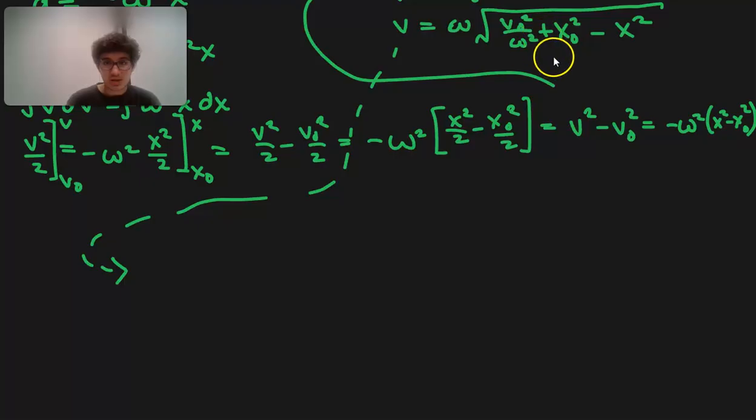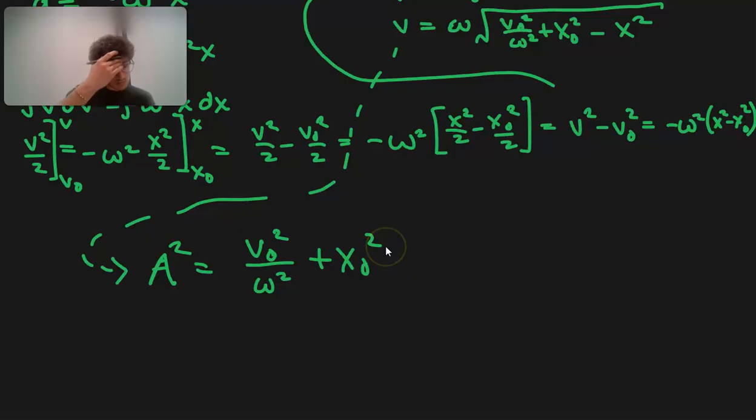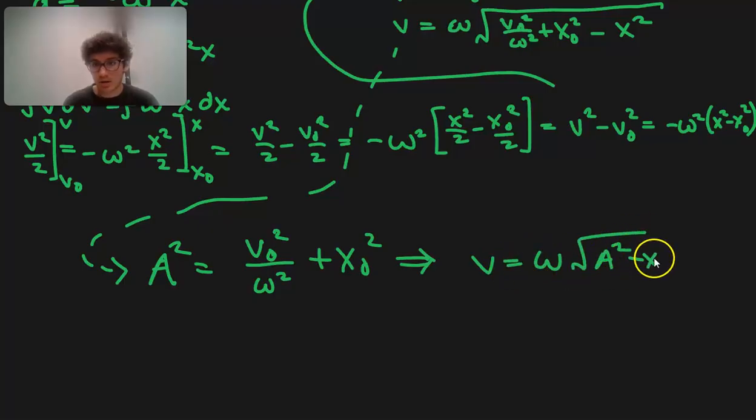It looks a little bit messy, so we don't want to necessarily continue the way we are right now. So let's make a quick little substitution. Let's call that a squared. So a squared is equal to v naught squared over omega squared plus x naught squared. And now that we're done with this, it will simplify nicely. We have v is equal to omega times the square root of a squared minus x squared.